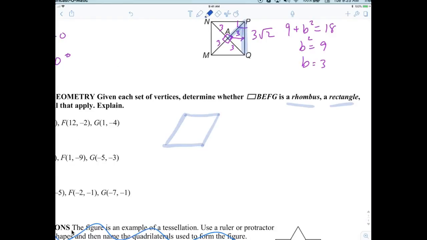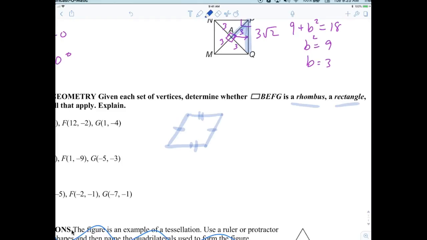If it's a rectangle, then opposite sides are going to be equal. If it's a rhombus, all sides are equal. So once you determine if it's a rhombus, you now have to determine if it's a square. All you do is look at the slopes, and the slopes have to be negative reciprocals. And they're not. You with me? All right, but we'll look at it again.